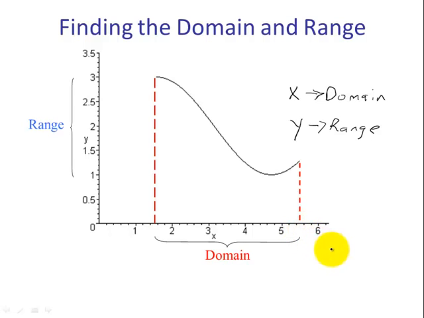Now when we do the range, again we are thinking about the y values, so we draw a straight line to where it touches the smallest y, and then we keep moving up the y-axis until we get to the largest, and these are the possible values of the y. So the range would be all y values from 1 to 3.